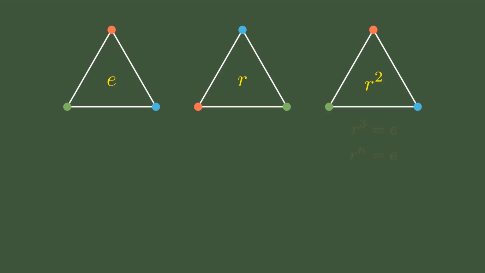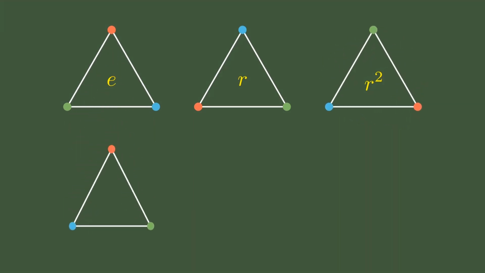Now we can rewrite this equation in the following way. R square into R is equal to E. Now R square is such an element which on being operated with R gives the identity element E. So this means R square is equal to R inverse. It is the inverse of R. In general, we have R to the power n minus 1 is equal to R inverse for any dihedral group Dn.